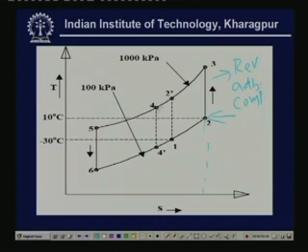Process 3 to 4 is the heat rejection process in the high temperature heat exchanger. During this process the pressure remains constant, that means it is an isobaric process. So, pressure does not change. The temperature reduces because it is rejecting heat to the external heat sink.